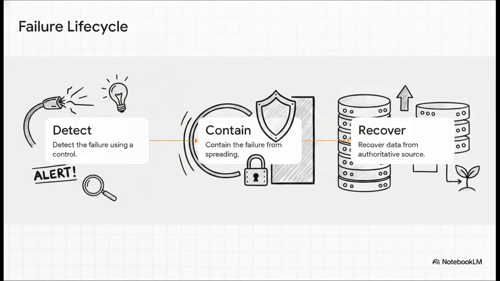Because let's face it, interfaces will fail. It is just a reality of IT. When an interface inevitably drops, your architecture must support a strict three-step lifecycle. Step 1. Detect the failure using those controls we just talked about. Step 2. Contain the failure so bad data doesn't spread or get acted upon. And Step 3. Recover the correct data safely from the authoritative source.